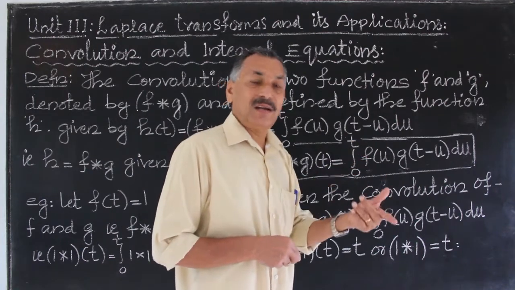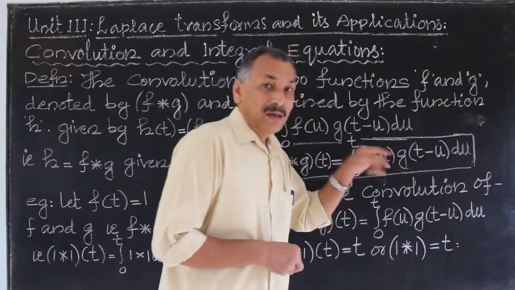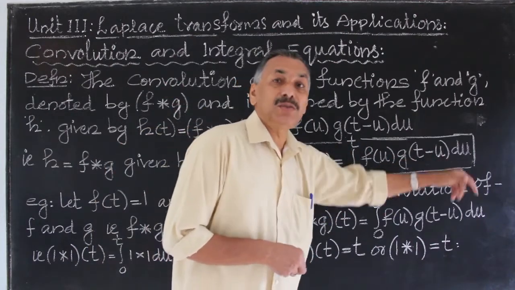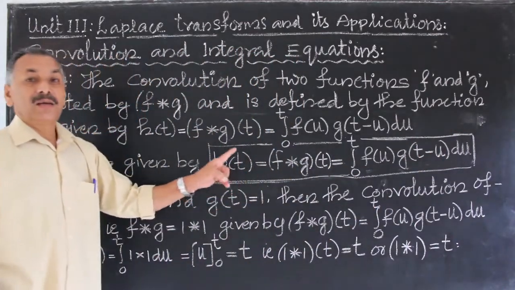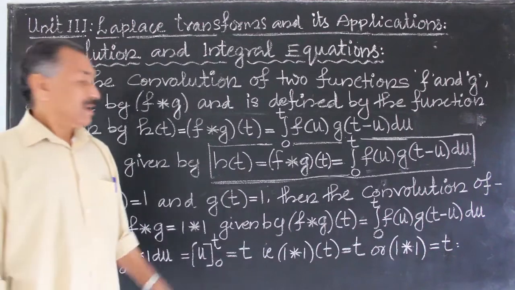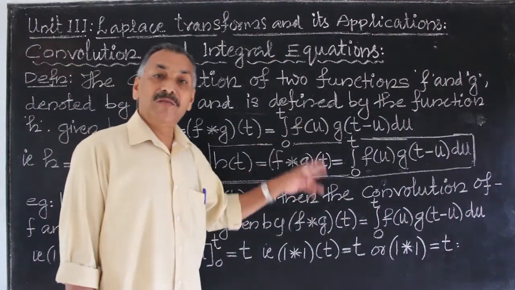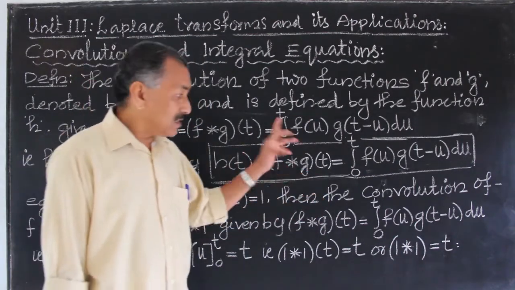Then the convolution: integral from 0 to t of f of u times g of t minus u du. That is the integral with respect to u. This is the convolution of two functions. If f and g are two functions, then their convolution is f star g, defined by f star g of t.